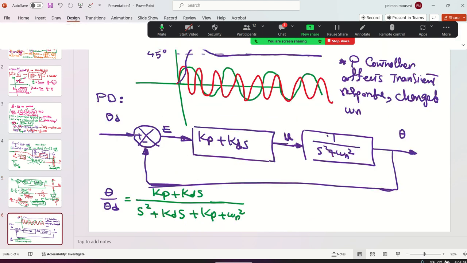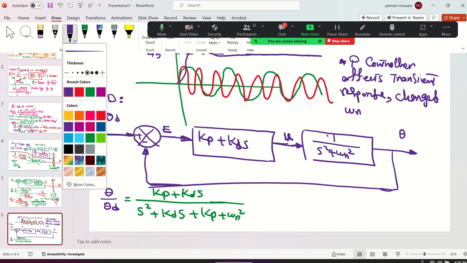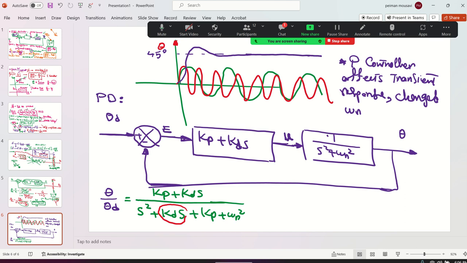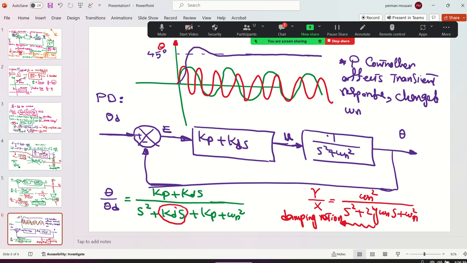Now you say, okay, by adding the D controller to P, we got that missing term. Bingo. And if you remember, when I was teaching you the second order system, the general form you have in your notes was like this: S squared plus 2 zeta omega n S. Remember this, everybody? What was the name of the zeta? Yes, damping ratio.